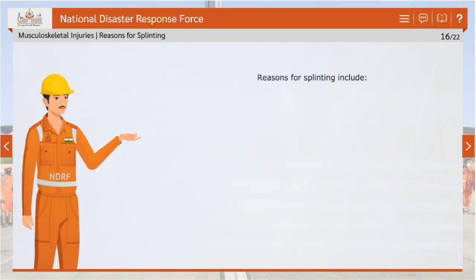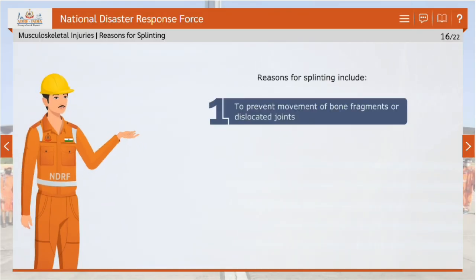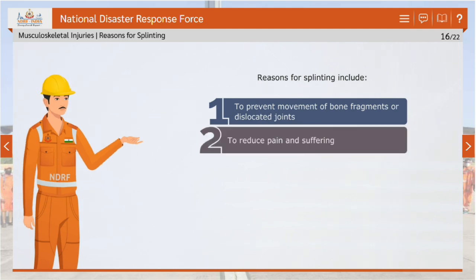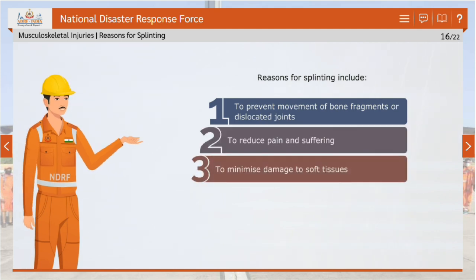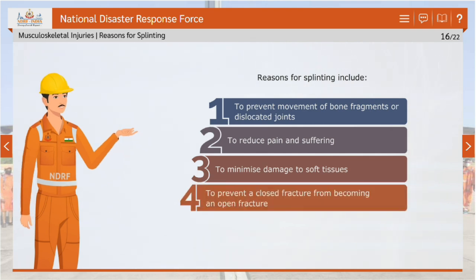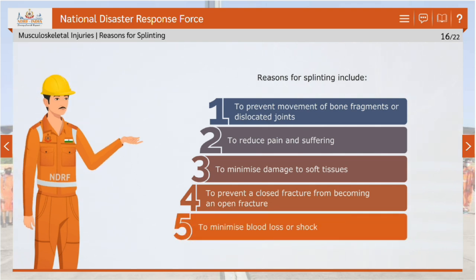Reasons for splinting include to prevent movement of bone fragments or dislocated joints, to reduce pain and suffering, to minimize damage to soft tissues, for example, nerves, arteries, veins and muscles, to prevent a closed fracture from becoming an open fracture, and to minimize blood loss or shock.